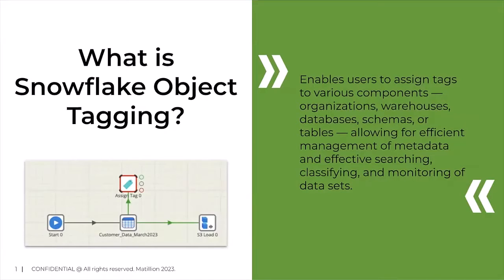Today I'm going to talk to you about using Snowflake Object Tagging directly within Matillion and highlight the benefits and value of being able to tag objects within your ETL. So, first off, what is Snowflake Object Tagging for Matillion? Snowflake Object Tagging for Matillion enables users to assign tags to various components, organizations, warehouses, databases, schemas, or tables, allowing for the efficient management of metadata and effective searching, classifying, and monitoring of data sets.